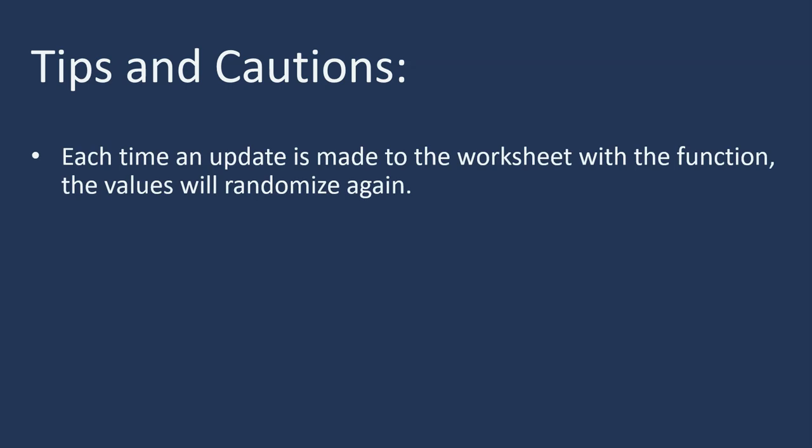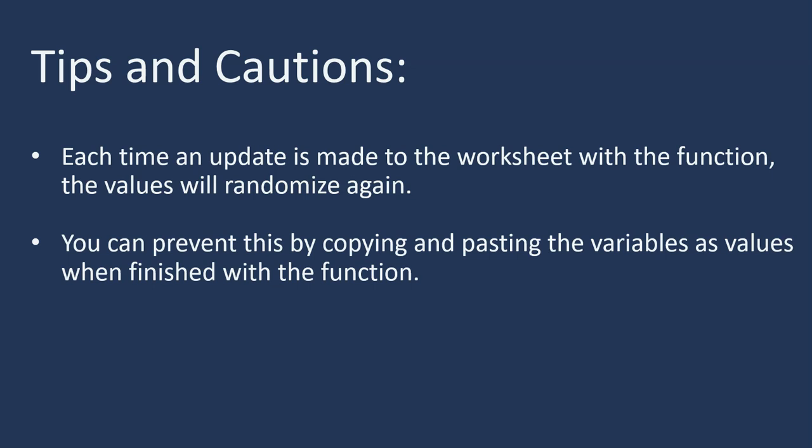Each time an update gets made to a worksheet with this function, RANDBETWEEN, the values will randomize again. I'll show you how that actually works, and for the most part that's not a desired feature of this particular function within Excel. So you may want to prevent this by copying and pasting the variables as values once you're finished creating your random variable set. And so with that, you don't have to worry about the values continuously randomizing.